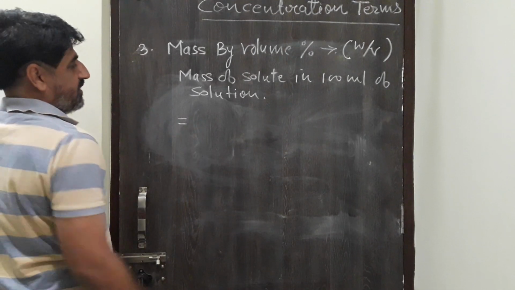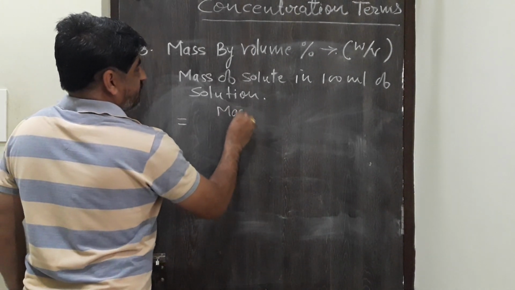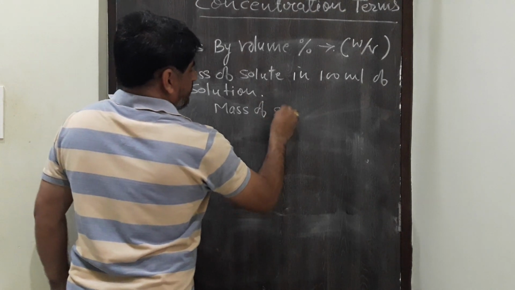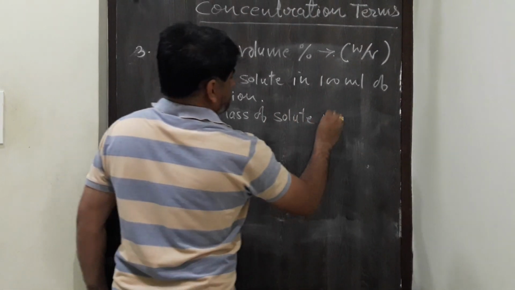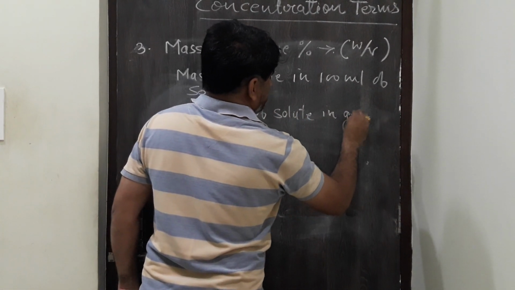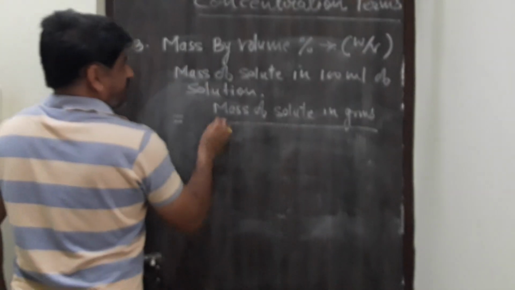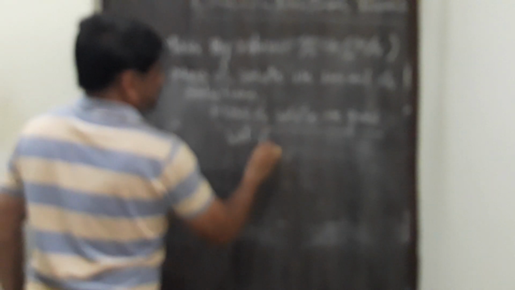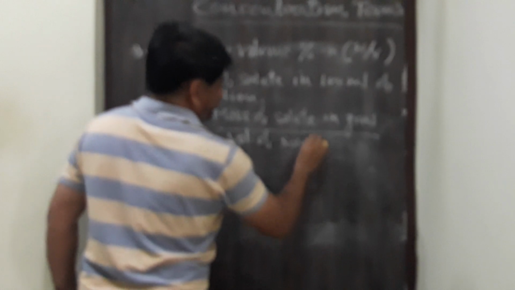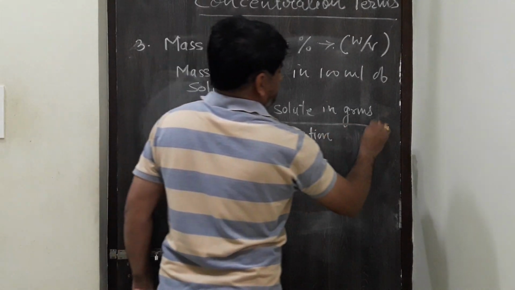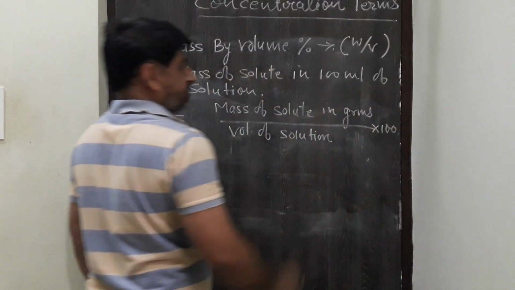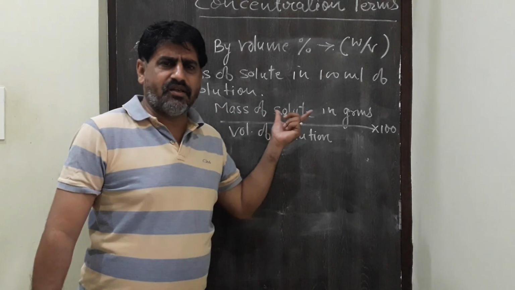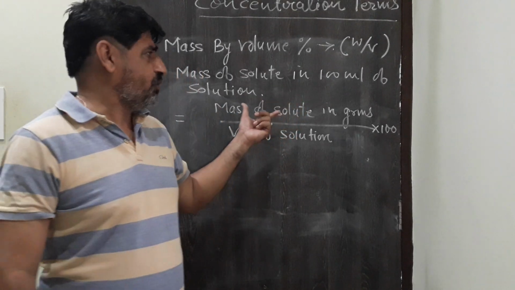Mathematically, it can be expressed as mass of solute in grams upon volume of solution multiplied by 100. These are the three basic terms which I have already studied in class 11th also.